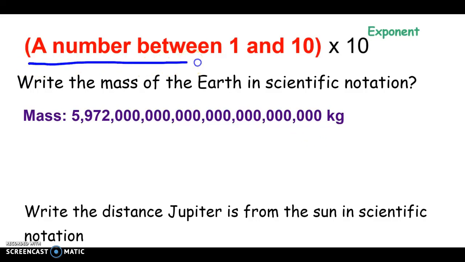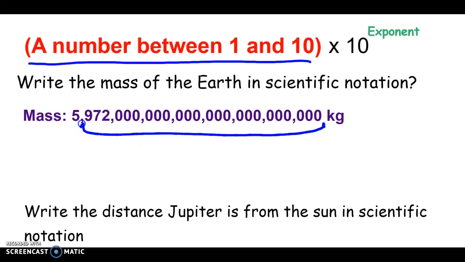So the number has to be between 1 and 10. So what we're going to do to make that number smaller is we're going to take the decimal point that's at the end of the number, just like a period's at the end of the sentence, and we're going to move it all the way after the first non-zero digit. So now my number is going to be 5.972. And I don't have to write all those zeros.